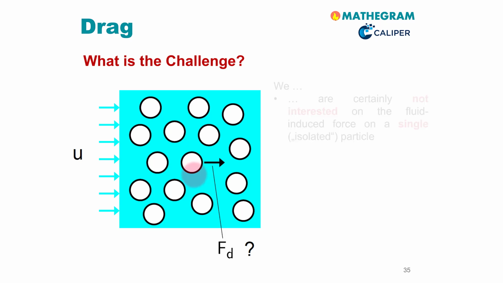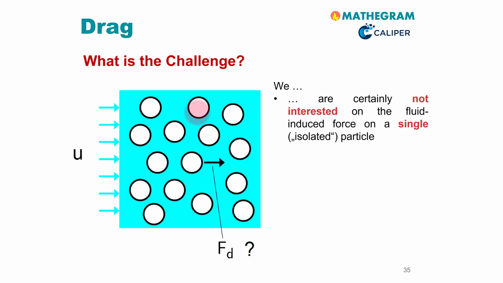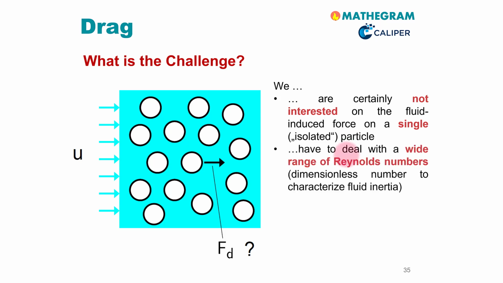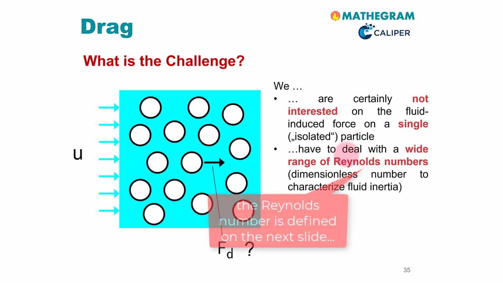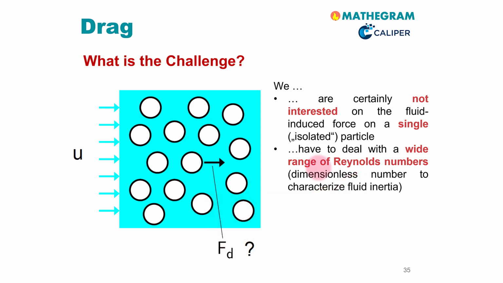In short, if we want to model drag forces in the context of the discrete element method, we are always interested in a dense suspension, and we are totally not interested in the force acting on a single particle. This is very important, and you will see this later. The second point is, due to the nature of the physics of flow in these dense suspensions, we might experience a wide range of Reynolds numbers, let's say ranging from 0.001 to 1000.